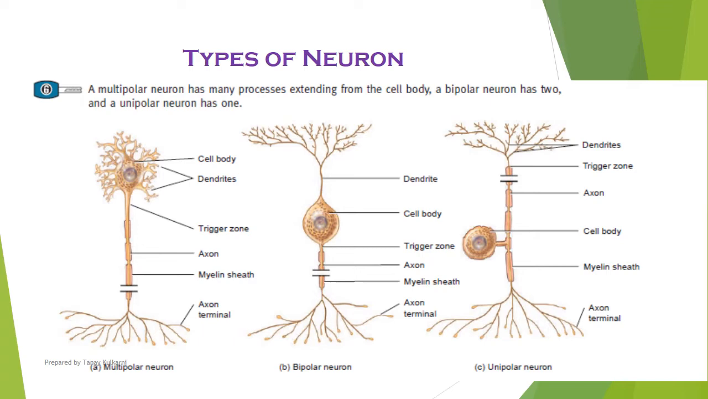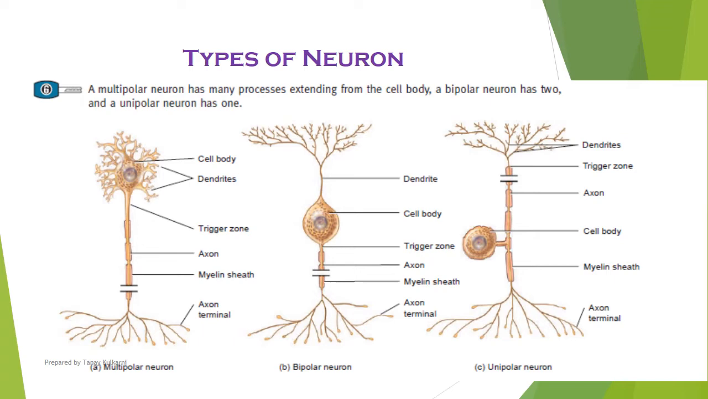Come to the last picture, that is unipolar neuron. The meaning of the word unipolar neuron: the cell body will not show the presence of any dendron or dendrite. It has only one single branch called the axon. Therefore it is called a unipolar neuron. So it is having only one branch. Now just note down their definitions.